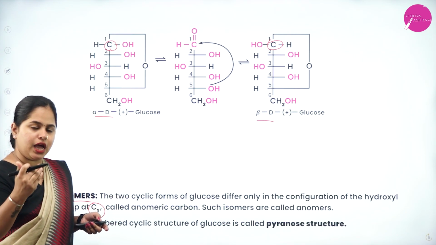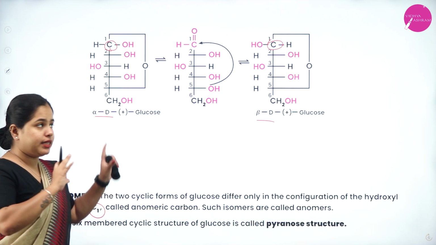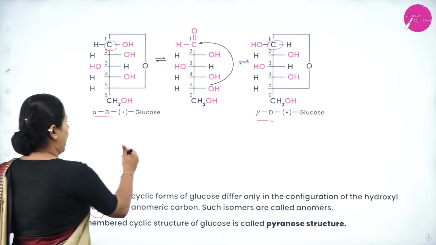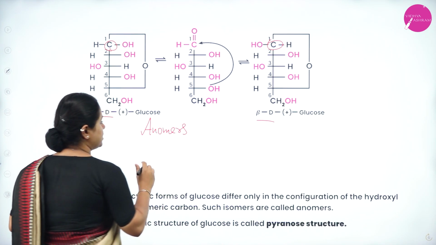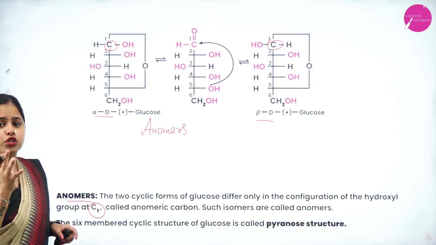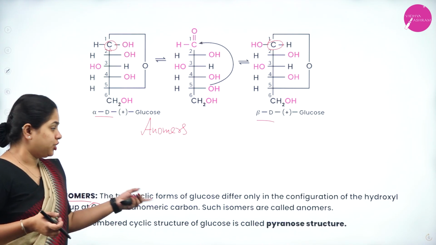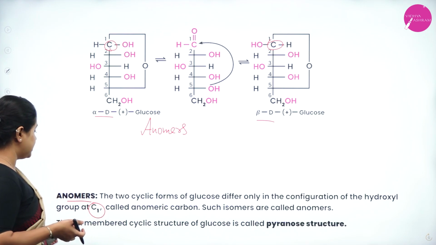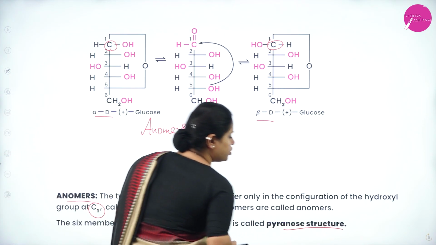Based on that, you can say alpha and beta, and that carbon is called the anomeric carbon, and these two structures are called anomers. They are called what? Anomers. So how can you define anomers? Anomers will only differ in the position of the hydroxyl group in the C1 carbon atom. Clear? So such isomers are called anomers, and the six-membered cyclic structure of glucose is called the pyranose structure.